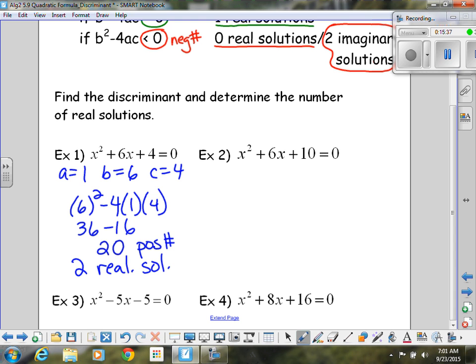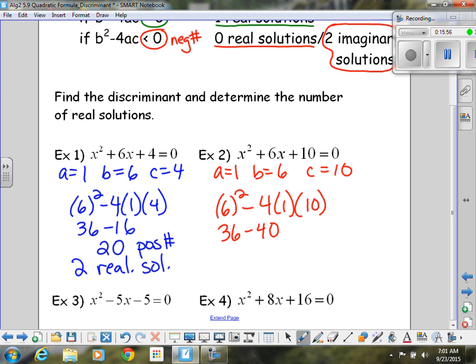All right, and that's it. Let's do the same thing for example 2. a is 1, b is 6, c is 10. If I do b squared, 6 squared minus 4 times 1 times 10, that's going to give me 36 minus 40, which is negative 4. Negative 4 obviously is a negative number, so that means we're going to have 0 real solutions.